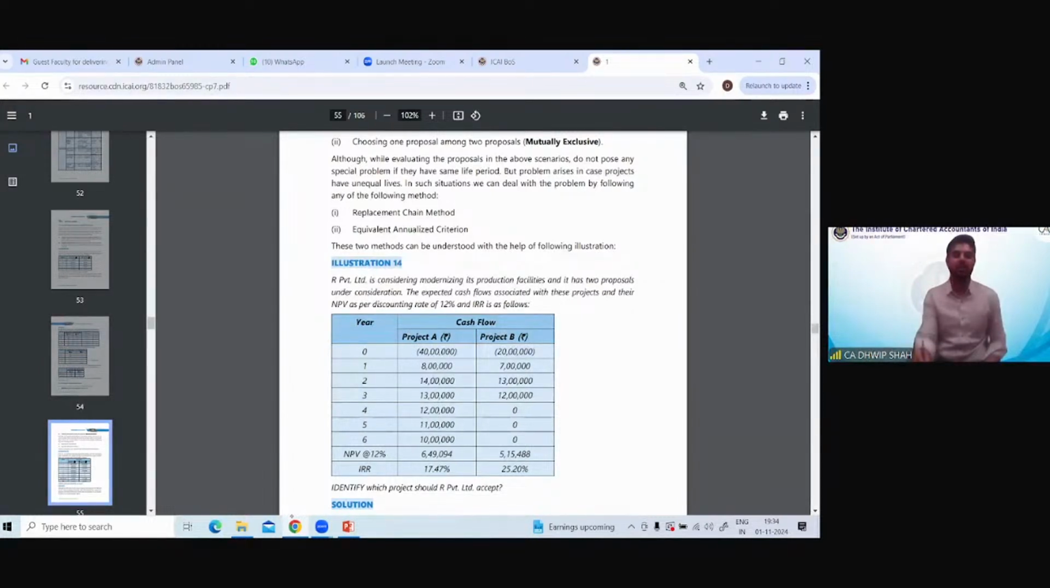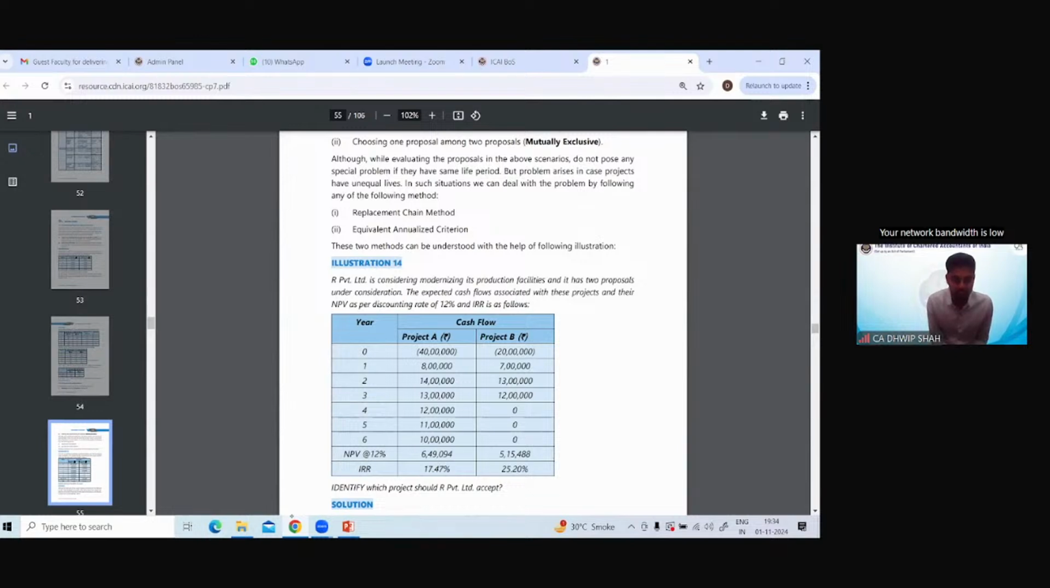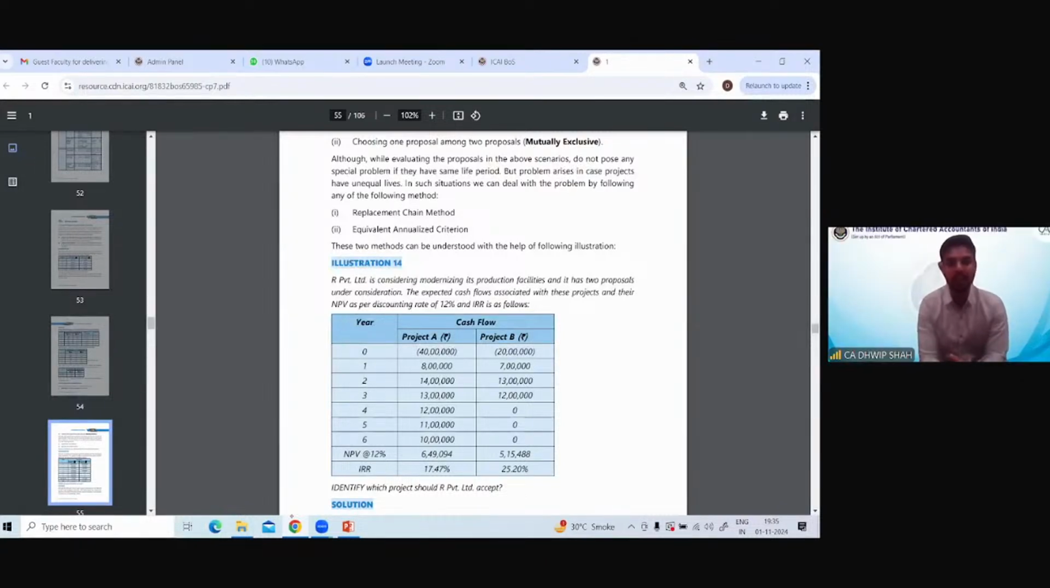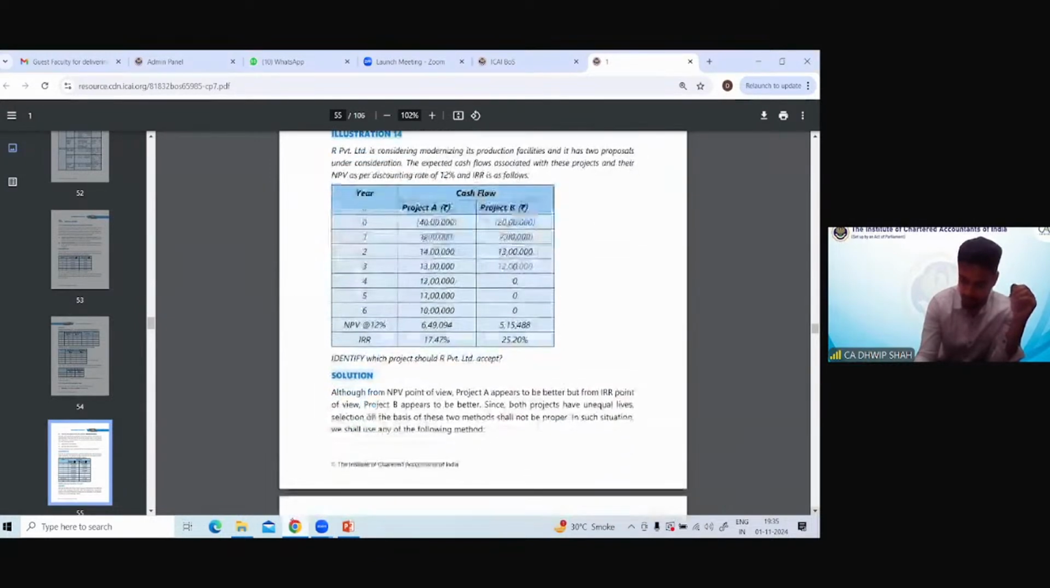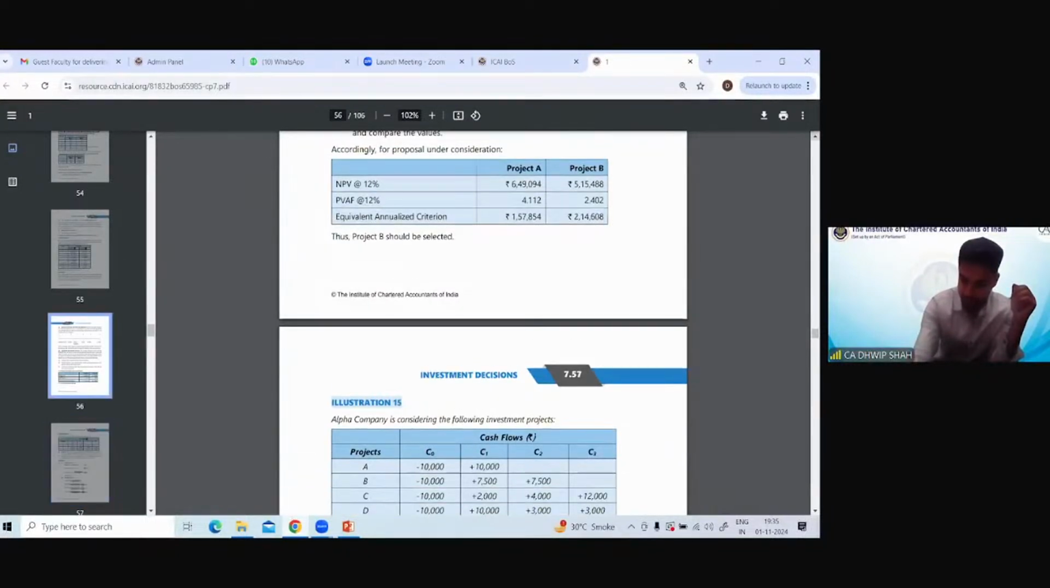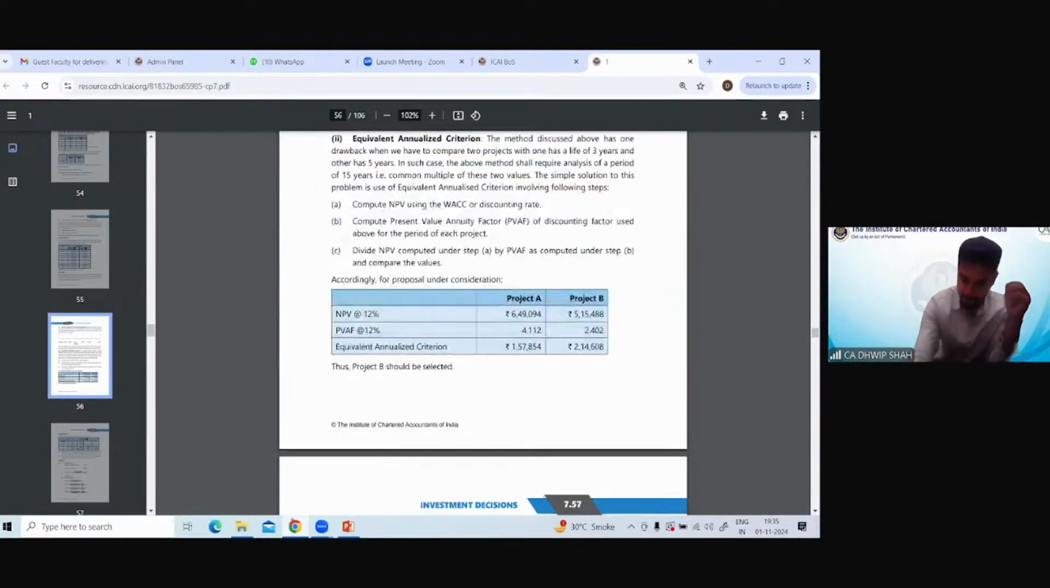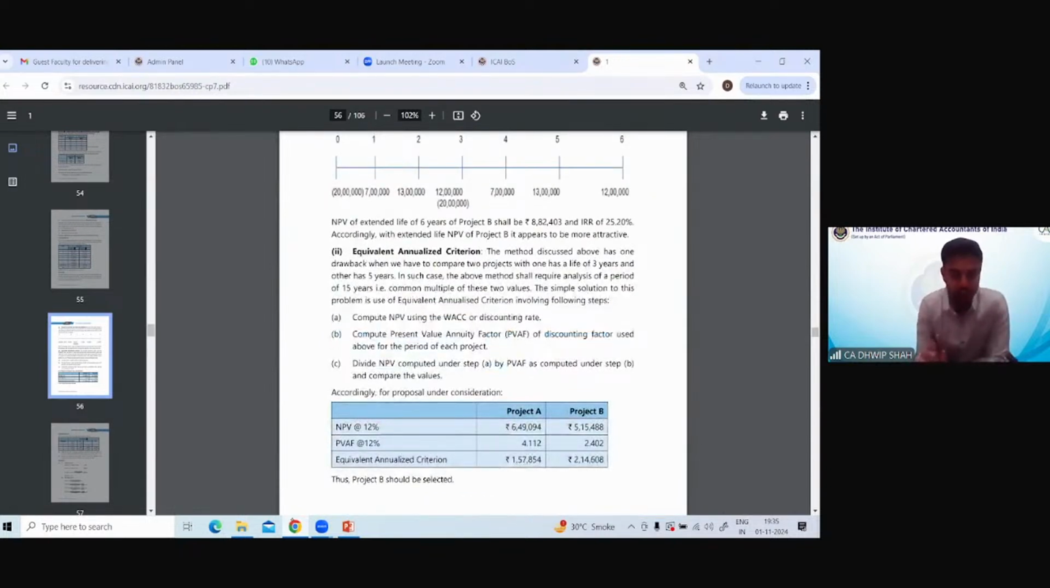But I gave you one example. What if project A's life is 7 years and project B's life is 11 years? In that case, the common multiple would be 77 years and the process would be very time consuming and lengthy. And financial managers are very lazy persons. They don't want to spend so much time. In that case, we use another method, that is equivalent annualized criteria. And the steps are mentioned for that method as well.